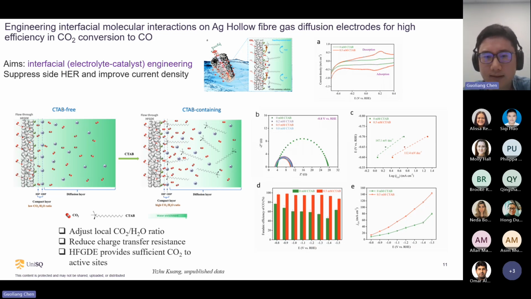Also, this CTAB introduction can reduce the charge transfer resistance, as seen from the EIS. We can compare with and without CTAB. Without CTAB, we got a large charge transfer resistance, but with CTAB it increases the charge transfer and reduces the resistance. Also, from figure C, the Tafel slope with CTAB is a smaller value, which means faster electron transfer. So we also got a good result for the Faradaic efficiency for CO. We increased the Faradaic efficiency and suppressed HER here.